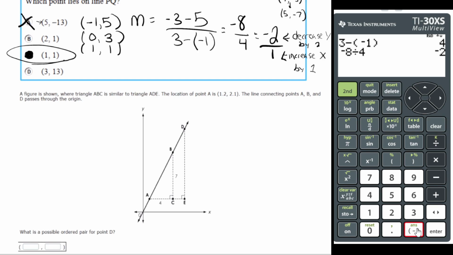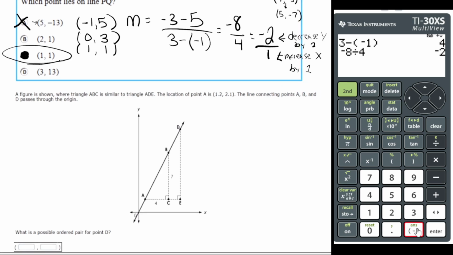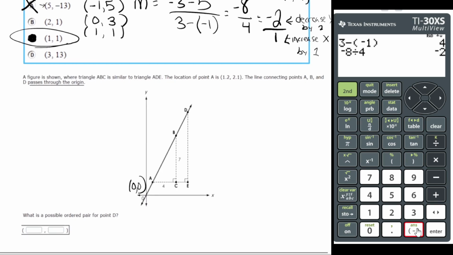A figure is shown where triangle ABC is similar to triangle ADE. The location of point A is 1.2, comma 2.1. The line connecting points A and B and D passes through the origin. This is a very important piece of text. Passes through the origin means that 0, 0 is one of the points, which is fabulous. Okay? What is a possible ordered pair point for point D?